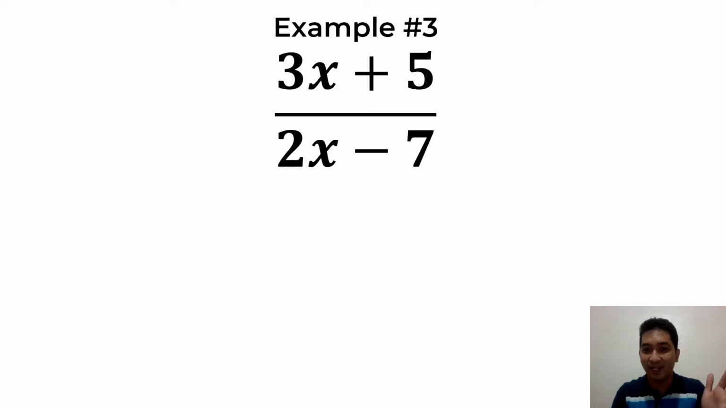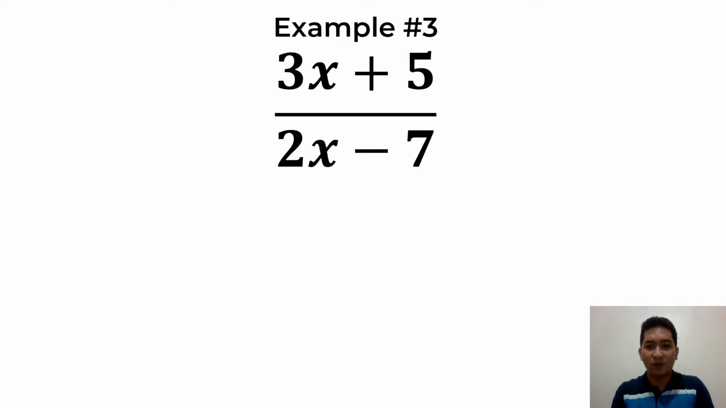Okay, now let's go with the real battle. Okay, when say battle, laban. Okay, so example number 3, it's the expression 3x plus 5 all over 2x minus 7. Again, how do you read this? 3x plus 5 over, or pwedeng all over, 2x minus 7. So that's how you read that.